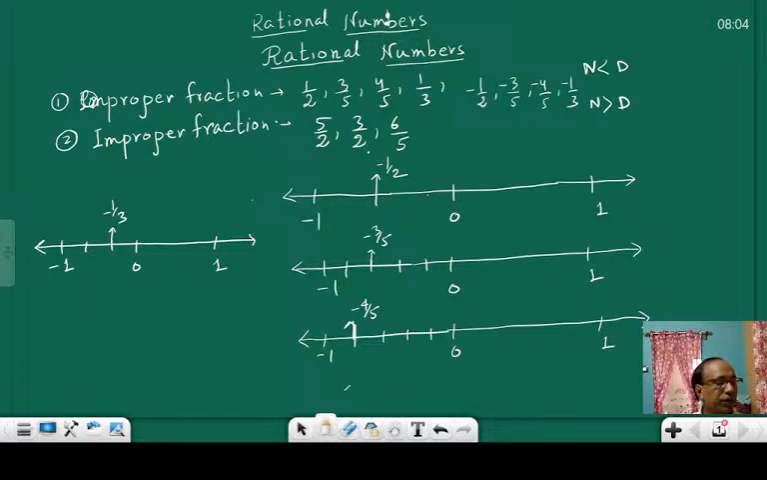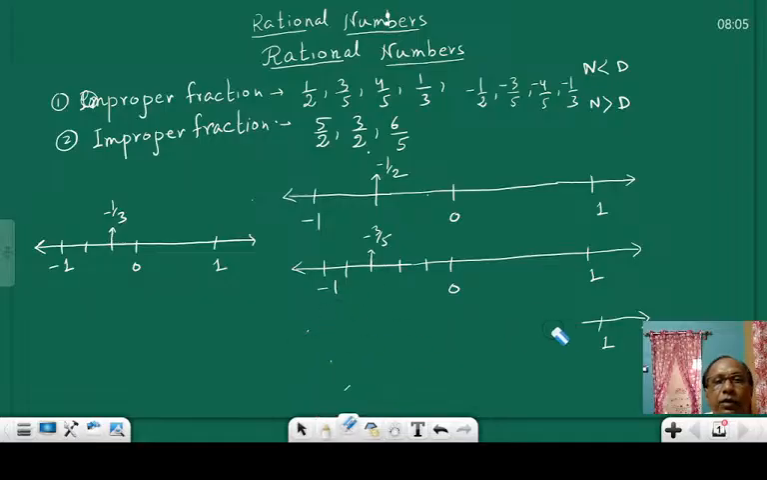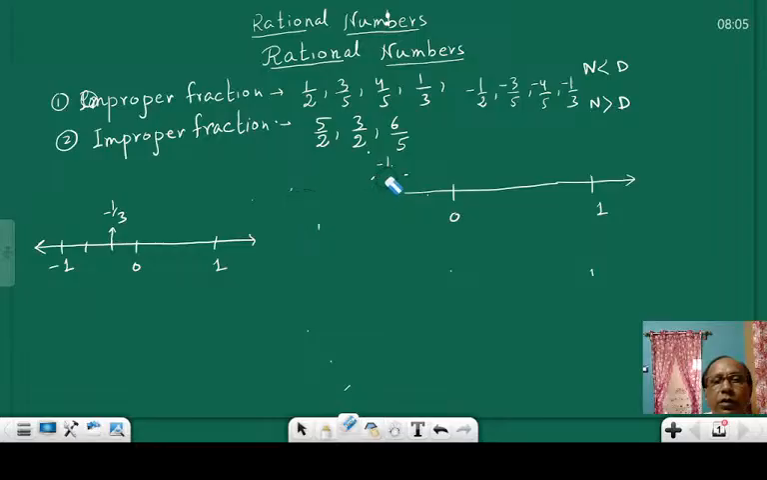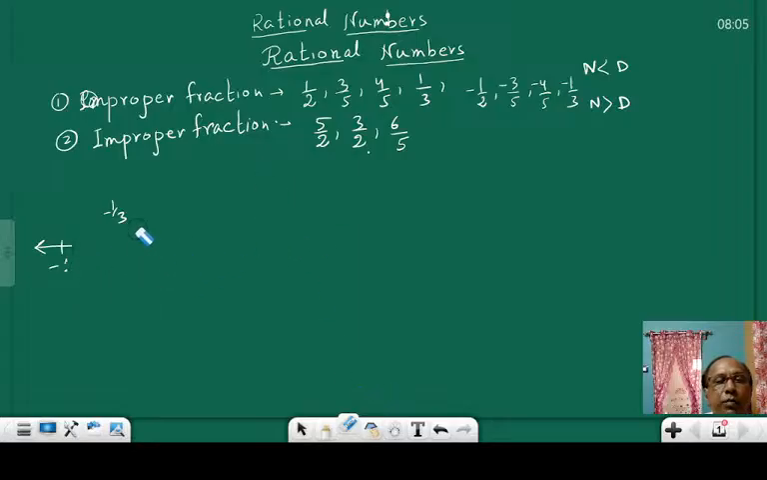Okay. Now we will represent another thing, that is improper fractions. For improper fractions, what you know is that an improper fraction means greater than 1, right. First we will do the positive numbers, after that we will represent the negative numbers. This is the representation of rational numbers on a number line. You see, in this way we can represent them on the number line also.